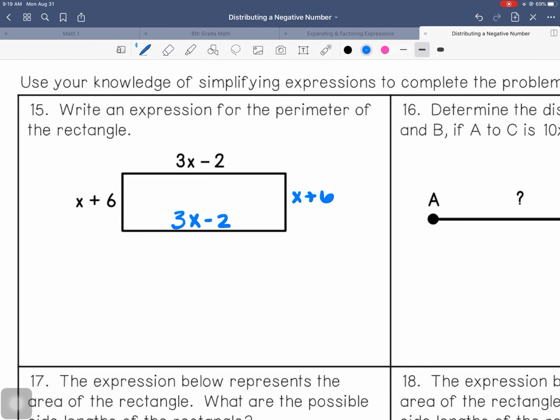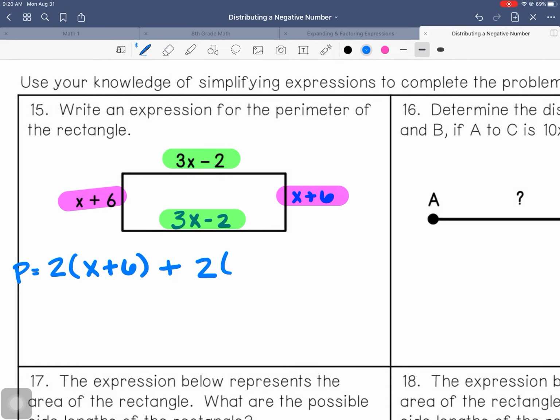Now for perimeter, we want to add up all of the sides together. So we have 2 that look like 3x minus 2 and 2 with the length of x plus 6. So we can have 2 times x plus 6. The 2 out front is to represent that we have 2 sides. Perimeter equals, and we're going to add our other sides.